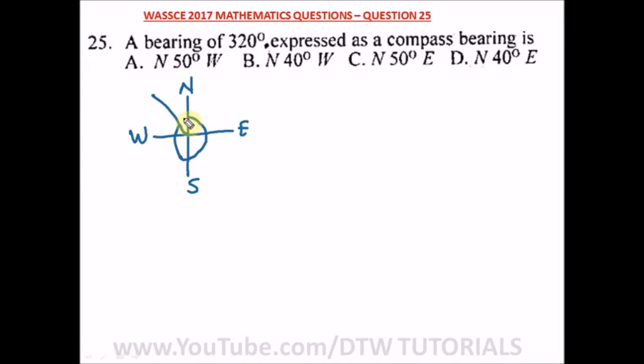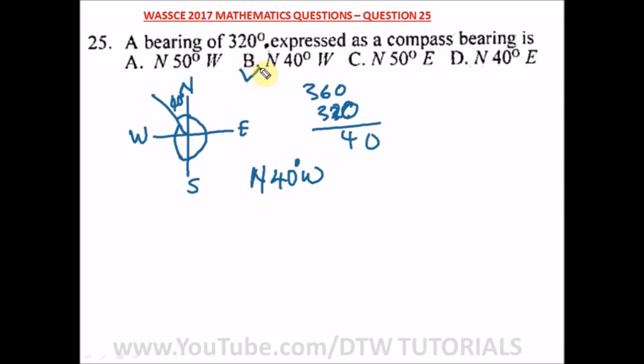Okay, this is a 360 angle quadrant. So all we need to do is 360 minus 320. What's 360 minus 320? That will give us 40. So this will be 40 degrees. So on the compass bearing, we are north 40 west. We are 40 degrees northwest. So that's how you do compass bearing, and our right option here is option B.